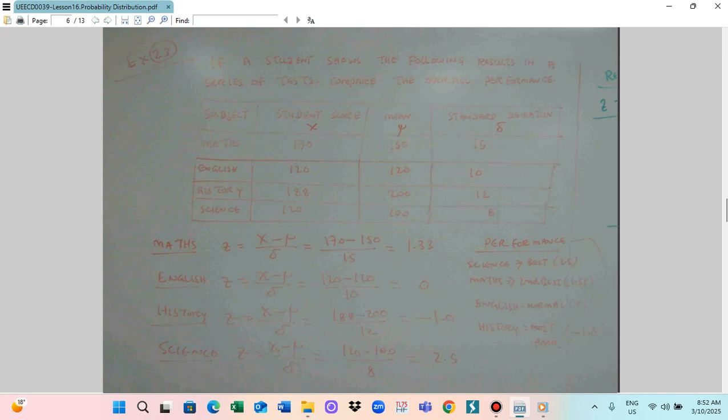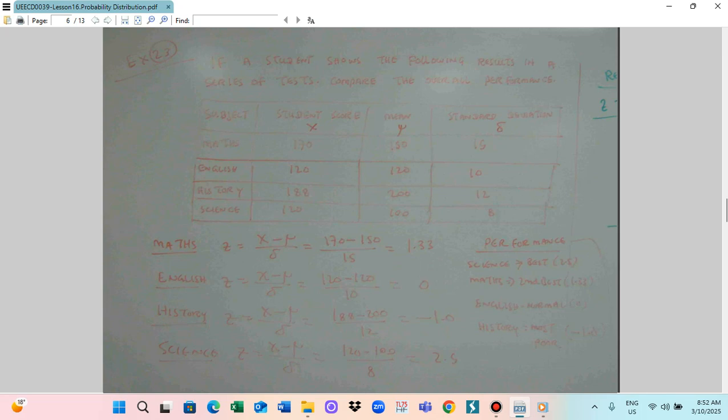And history. So you calculate Z is equal to H minus mu divided by delta. In this case, history score is 188, mean is 200, divided by 12. So this is minus 1. Minus means that this is below normal. 0 is a normal result. But positive means that this is better than normal. Minus means that it is lower than normal.